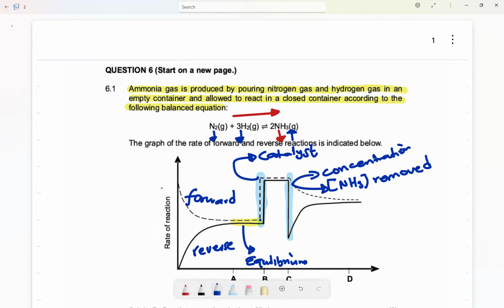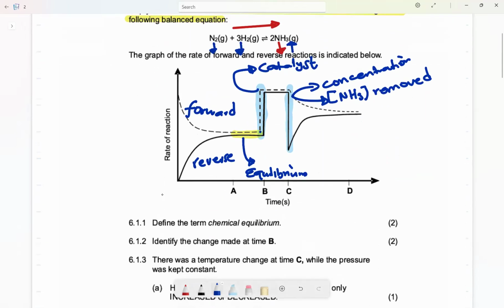I want us to look at something again. The graph of the rate and forward reverse reaction are indicated below. Okay. Good. Now let's see.